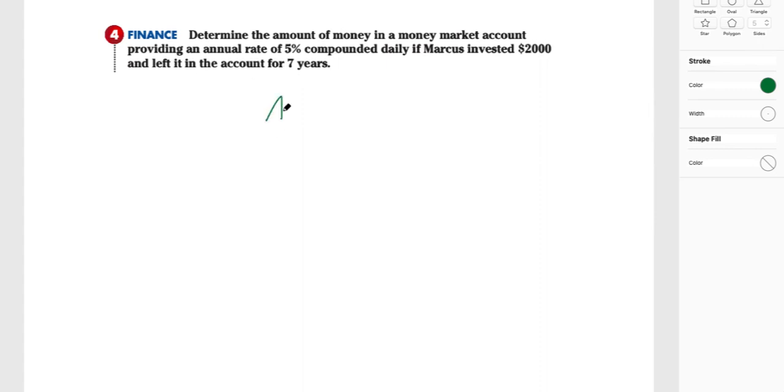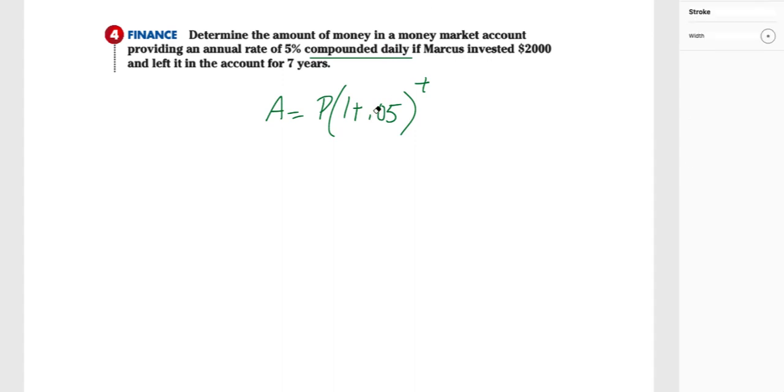So we can reach back to our equation. We know that the amount of money we have is equal to the principal times 1 plus the interest amount. Since this is 5% interest, we're going to do 0.05, and we could raise it to the T power. However, since it's compounded daily, what this means is that every day you'll get a part of that interest. So you'll get 0.05 over 360.